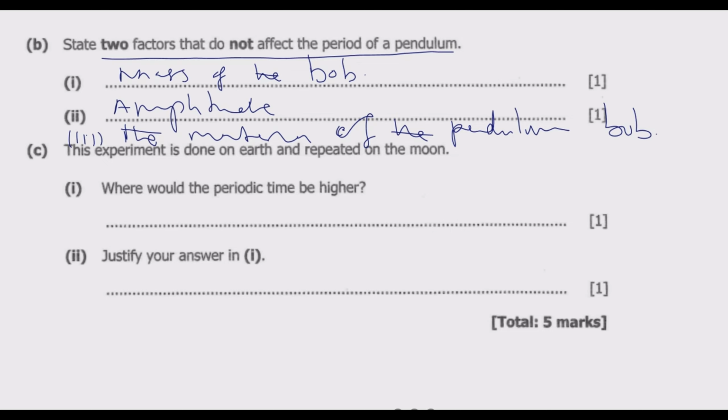Then secondly, the period of the pendulum is inversely proportional to the acceleration due to gravity. So the higher the gravity, the shorter the period. The lower the gravitational force, the longer the period. So you need to know those 2 key factors. Let us look at C.